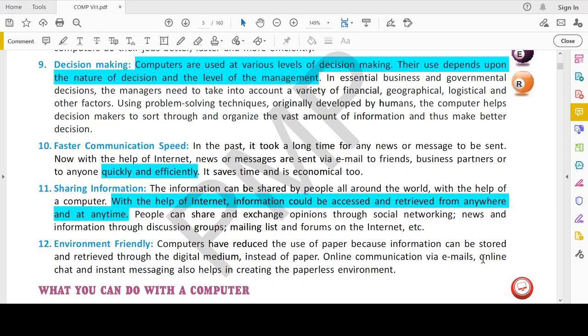Online communication via email, online chat, instant messaging also helps in creating a paperless environment. So just think, if you have the necessity of sending so many messages through paper, and had there been no email communication or no chatting possible, no network, then will you be able to send so many messages paperlessly? No. You would be requiring so many papers to be sent, so many letters to be sent. So it is saving the.